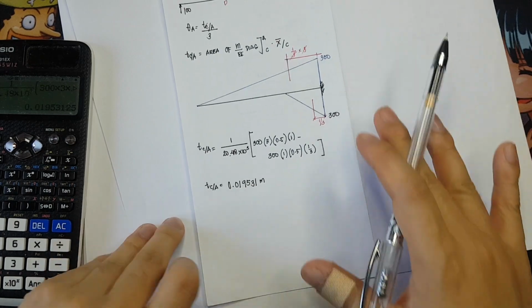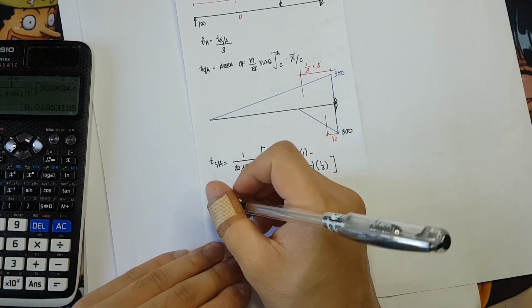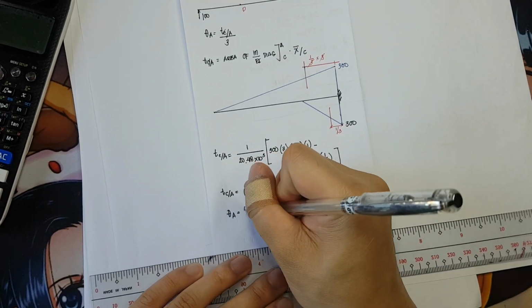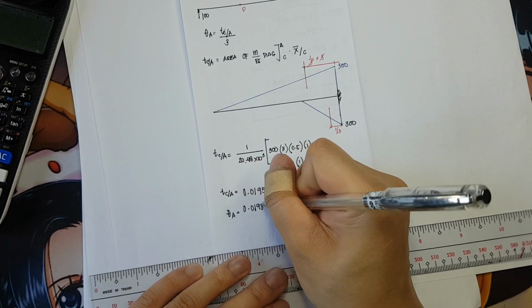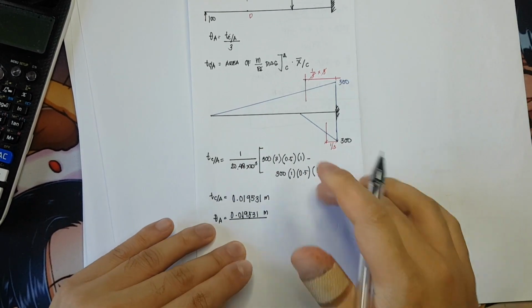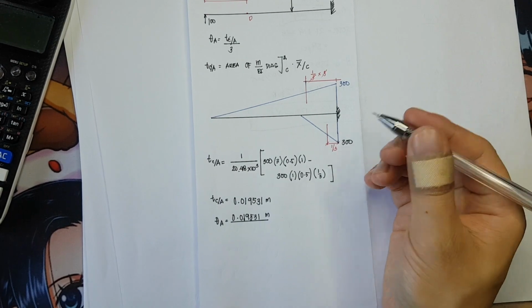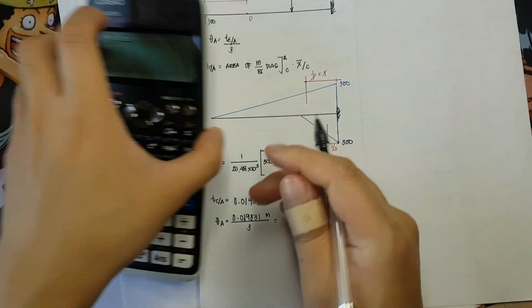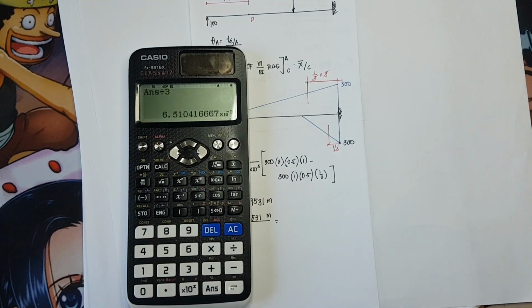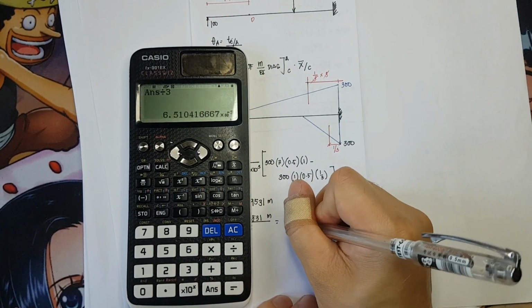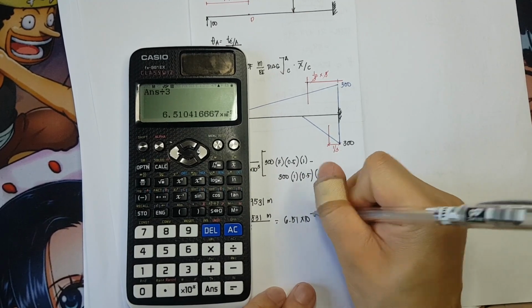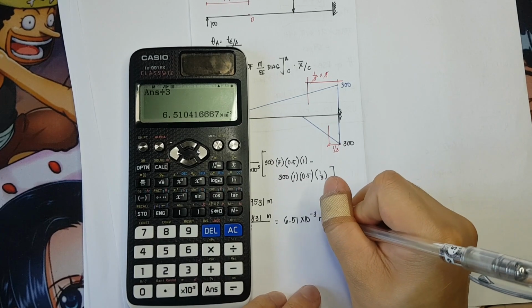Okay, so theta A therefore is equivalent to divided by 3. So this is 6.51 times 10 raised to negative 3. And this is in rad.